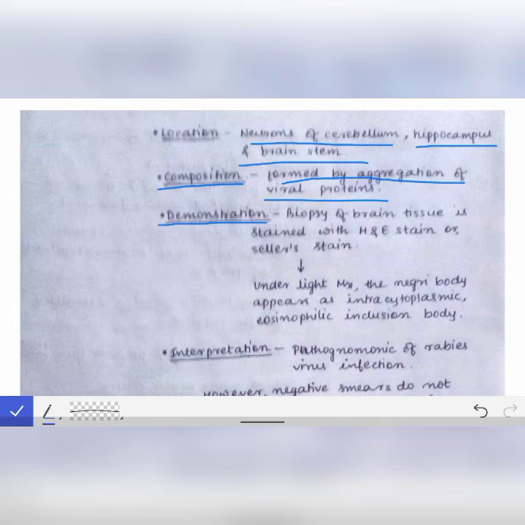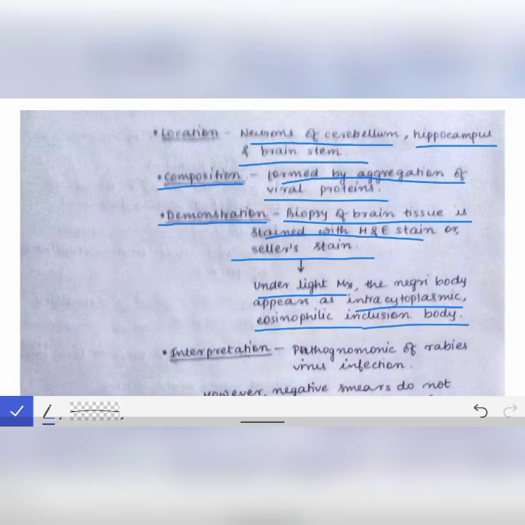How do we demonstrate these Negri bodies? For that we take a biopsy of the brain tissue and stain it with the H and E stain or the Sellers stain, and then we see the biopsy specimen under the light microscope. What do we see under the light microscope? We see intracytoplasmic eosinophilic inclusion bodies, which are nothing but the Negri bodies seen in the infection of the rabies virus.